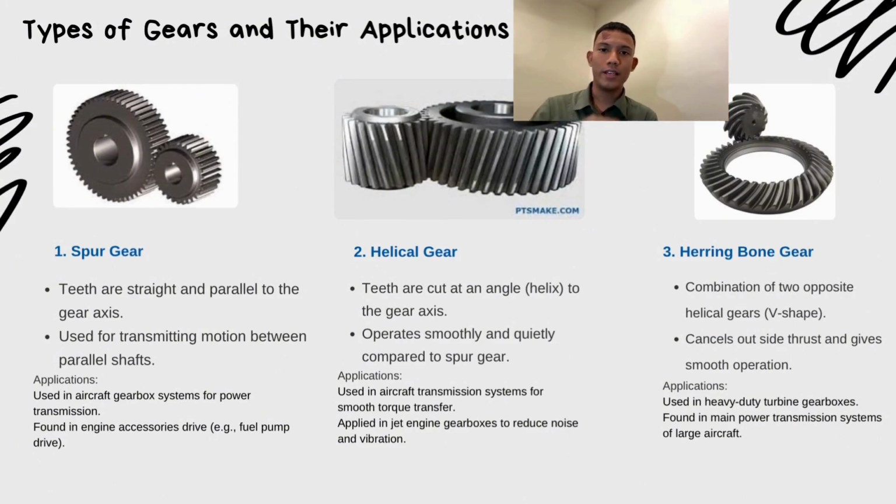And the third one is herringbone gear. Herringbone gears are essentially two helical gears placed together with opposite helix angle, forming a V-shaped pattern. This design cancels out the side thrust forces normally produced by helical gears, allowing for very smooth and stable operation. Herringbone gears are ideal for heavy-duty application and are used in large aircraft.